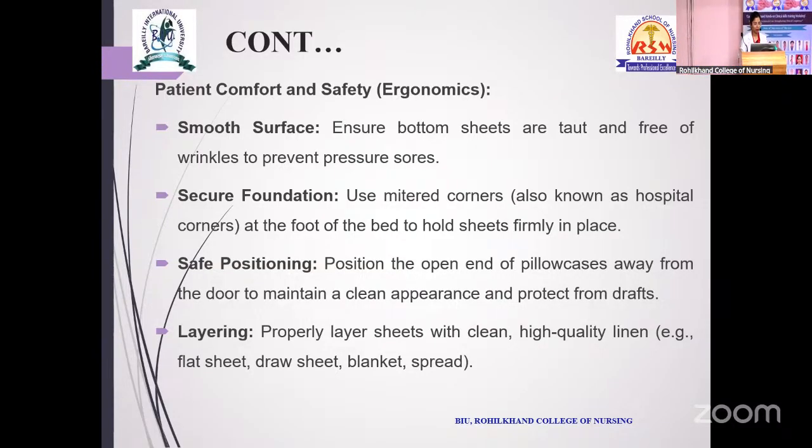Next is layering. Properly layer sheets with clean, high quality linen. For example, our bottom sheet, then mackintosh, then draw sheet, over the blanket. That's the spread sheet.